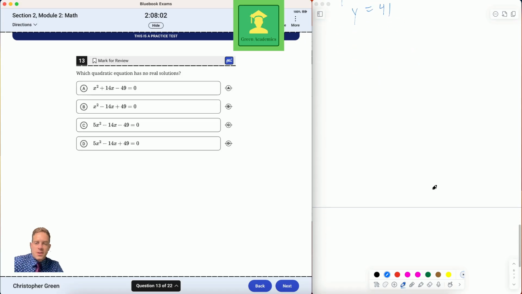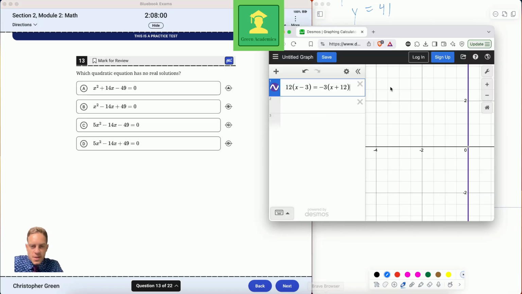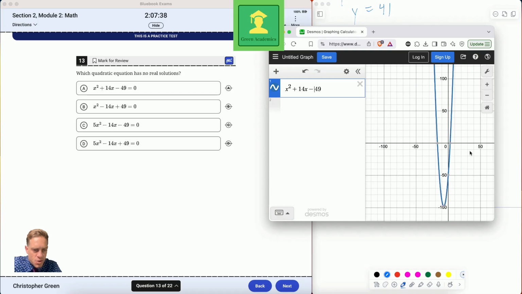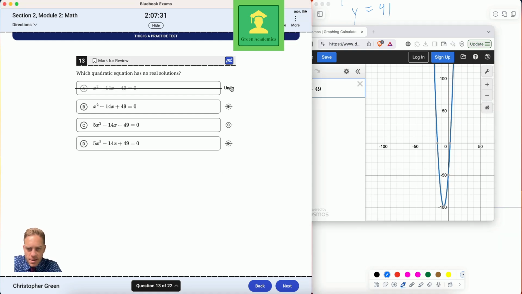Which quadratic equation has no real solutions? Well, if you understand what that means visually for a parabola, you can just graph them and look at them one at a time on Desmos. Let's just talk through it one at a time. Oh, terrible syntax here, sorry. Plus 14x minus 49. And get rid of that. And this has 2 real solutions, right? You can see that the 2 x-intercepts are 2 point something and negative 16 point something. So it's not that.